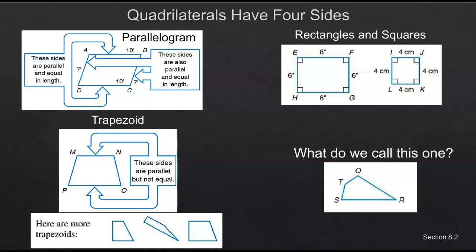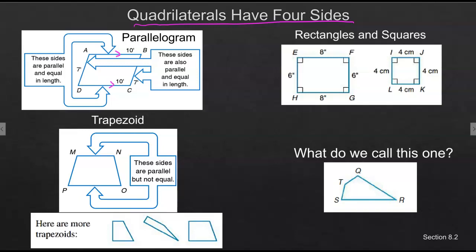This is video 2, and we're talking about quadrilaterals. Quadrilaterals have 4 sides, and that means that there's several different types of shapes that are going to fall into this category. One of those would be parallelograms.